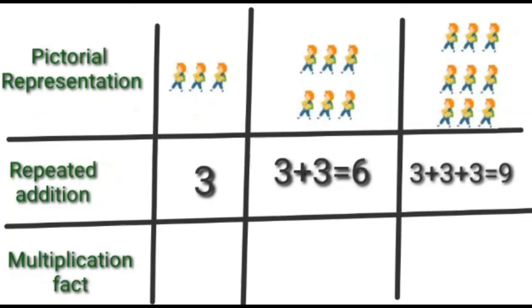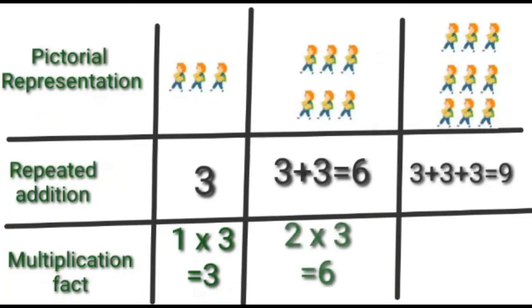Now, let us move on to the multiplication fact. In the first box, we have only 1 row. So, it should be represented as 1 into 3 is equal to 3. That is, 1 3s are 3. In the second box, we have 2 rows and 3 persons each. 2 3s are 6. In the third box, we have 3 rows and each has 3 persons. So, 3 into 3. 3 3s are 9. Like this, we have to represent the multiplication fact. Do you understand this, children? Okay, let us move on to the next topic.